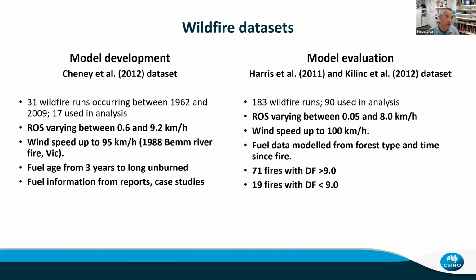Of all the 31 wildfires he provided, we used 17 by removing some fires that had very small runs, or, I'll get back to that later, very high drought factors. So we don't use drought factor in the early stage of development of the model, we use it later. So in the end, we had 17 fires used in the analysis and model development.